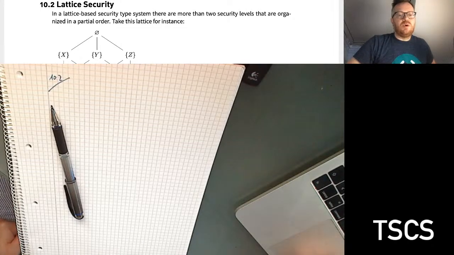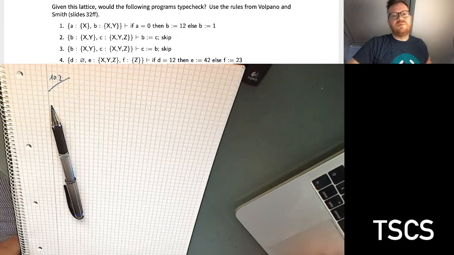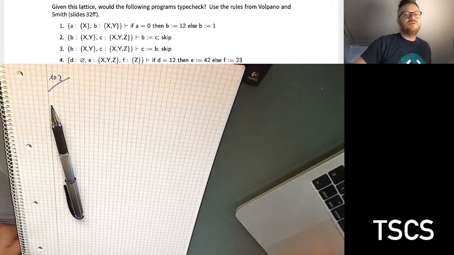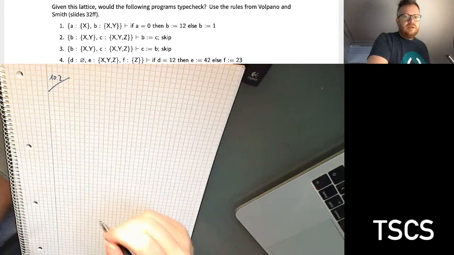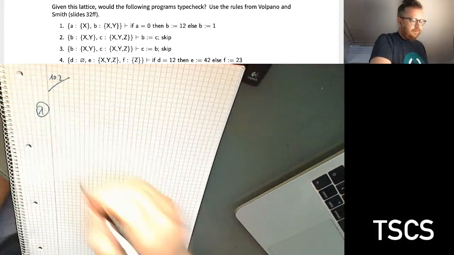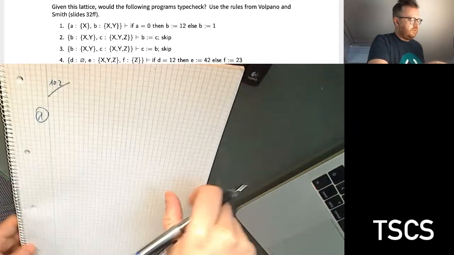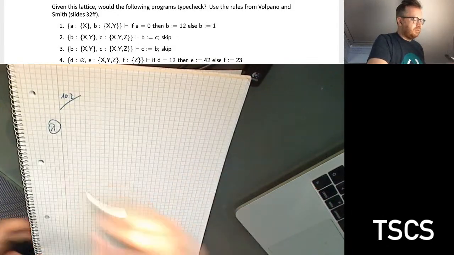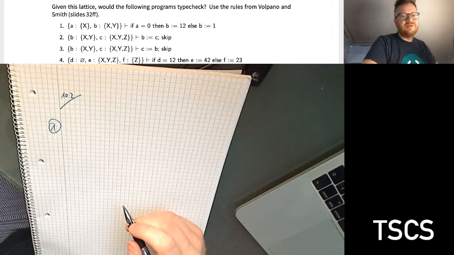And the question now was, given this lattice, would the following programs type check? And for this we use the Volpano and Smith rules from slide 32 and following. Okay, so number 1. Writing down derivation trees is always a little bit of a hassle because I hope I have enough space at the top.